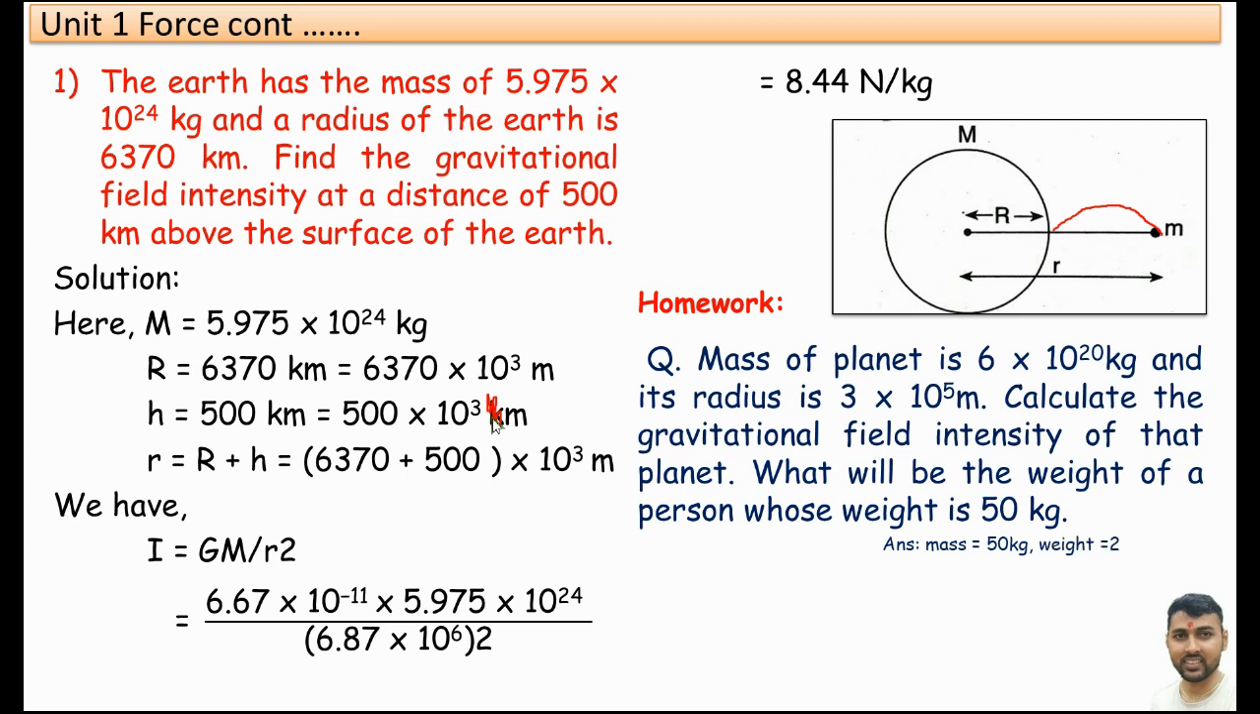Now write down one homework. The mass of a planet is 6 into 10 to the power 20 kg and its radius is 3 into 10 to the power 5 meter. Then calculate the gravitational field intensity of that planet. What will be the weight of a person whose mass is 50 kg?